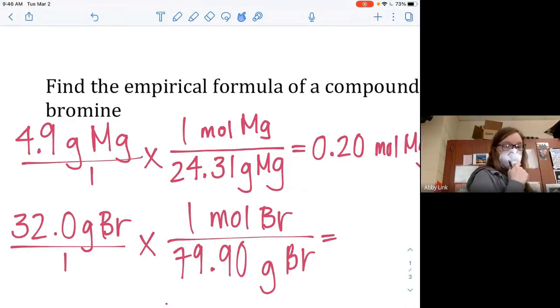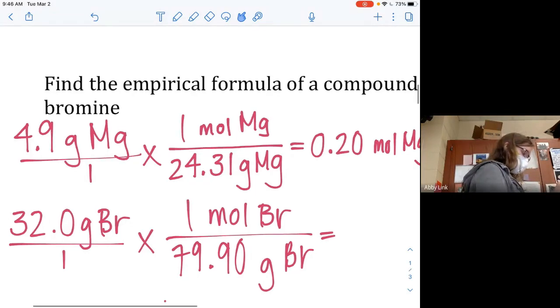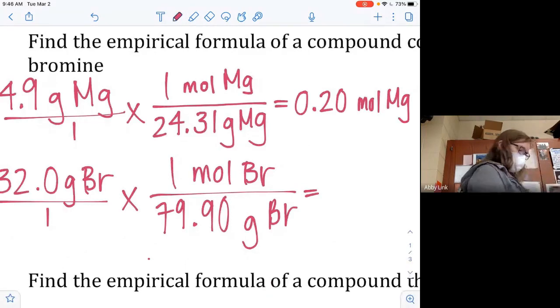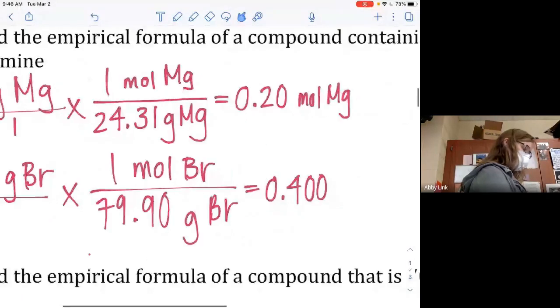Notice here that we've actually got 3 sig figs. 32.0 has 3 sig figs, so this answer should have 3 significant figures. When I get my answer, I can round it to 0.400 moles of Br to have my 3 sig figs there.